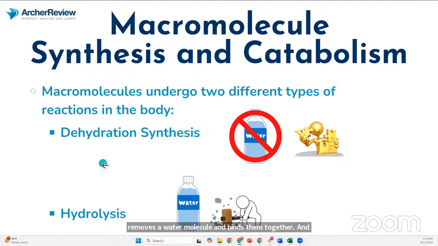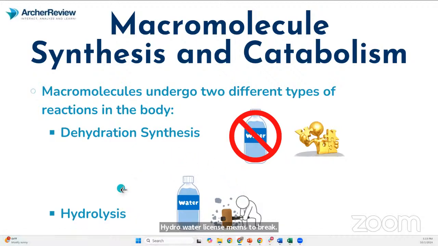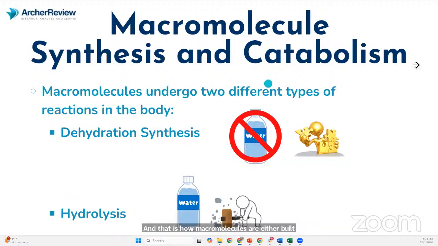Now, on the flip side, if we use our visuals and our word here, hydro, water, lysis means to break. To break, there's our water. In this case, if we need to break down a macromolecule, if we need to catabolize it, we are going to undergo a chemical reaction where we add water to break it. And that is how macromolecules are either built or broken down in our bodies.